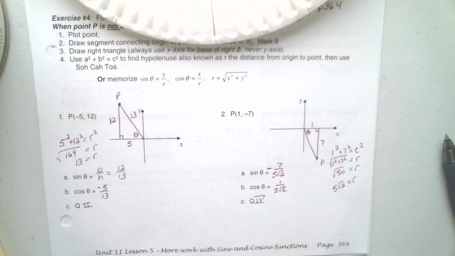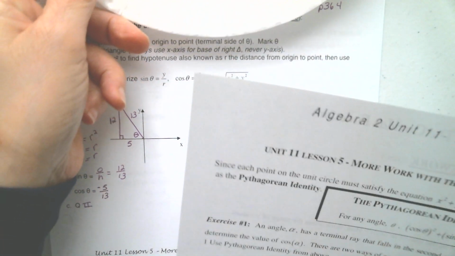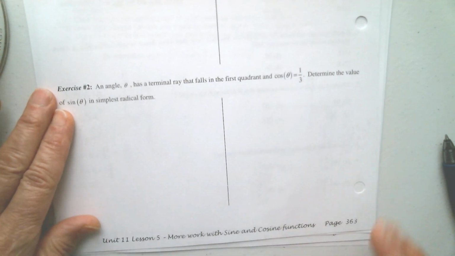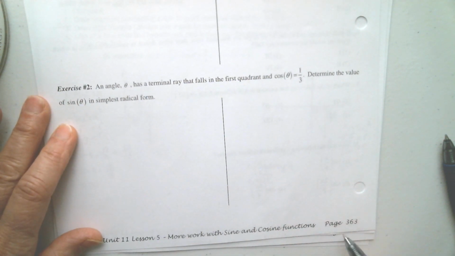Now we're going back one page, to page 363, and doing exercise number 2. So this is page 363.